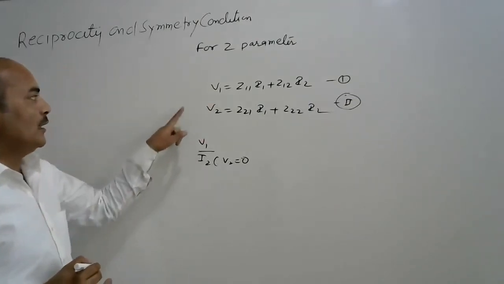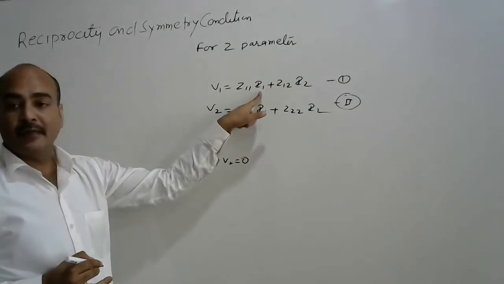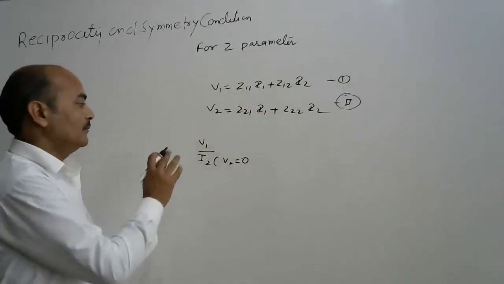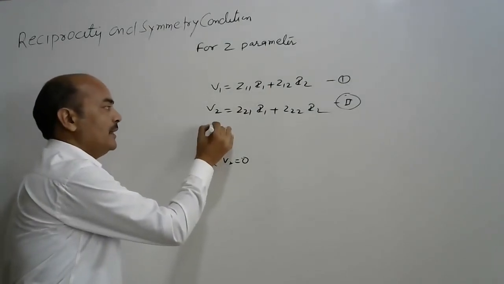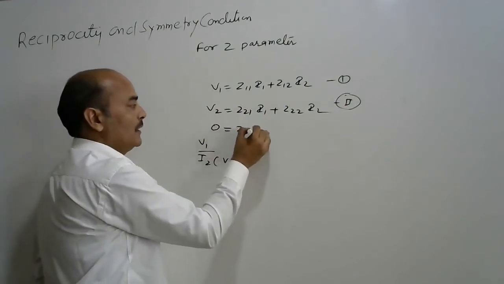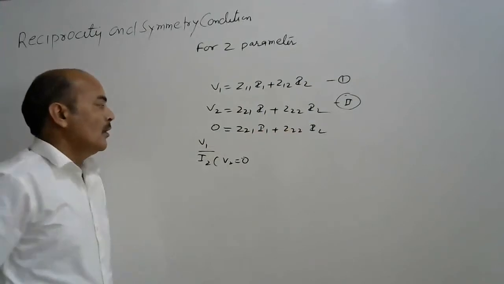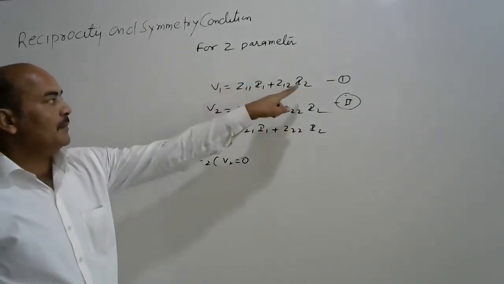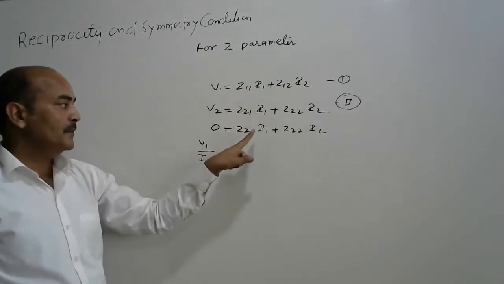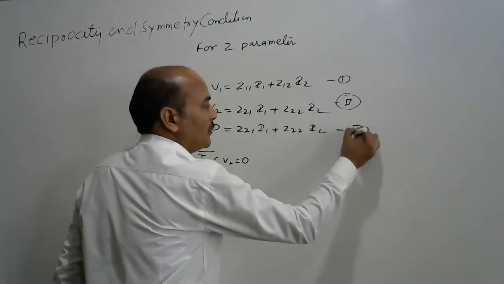So we have to calculate the value of V1 by I2, so we have to eliminate I1. First we make V2 equal to 0. In the first case we are making V2 equal to 0, so the equation becomes 0 equals Z21 I1 plus Z22 I2. Now we have to calculate V1 by I2, so we eliminate I1. We calculate the value of I1 from this third equation.